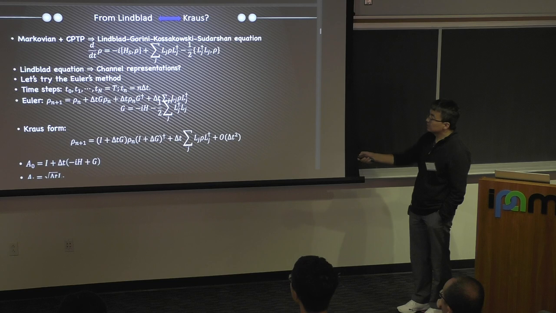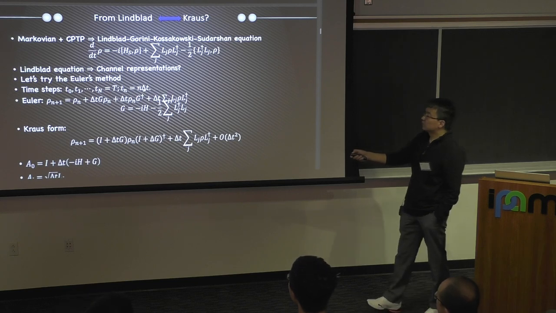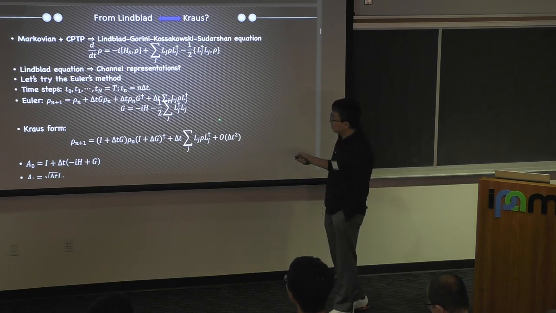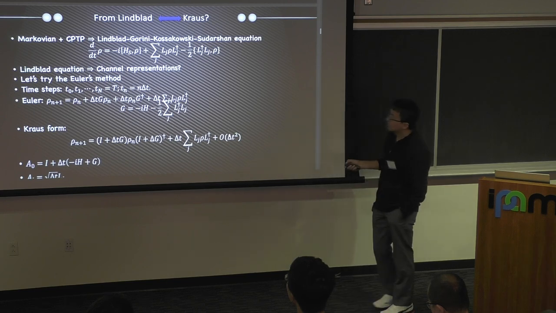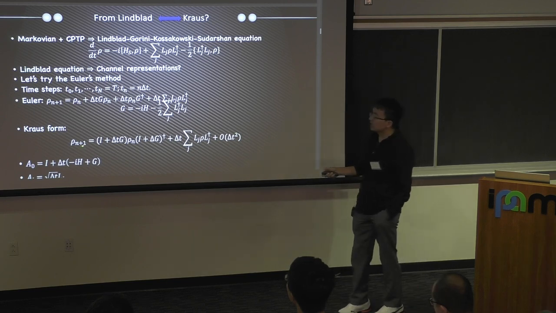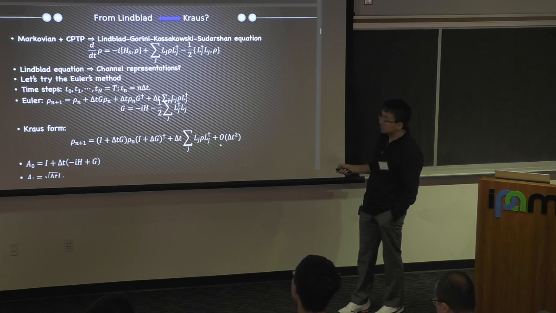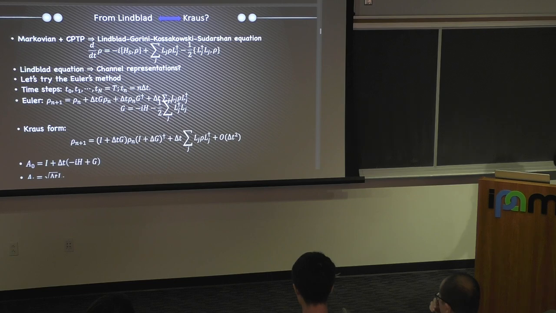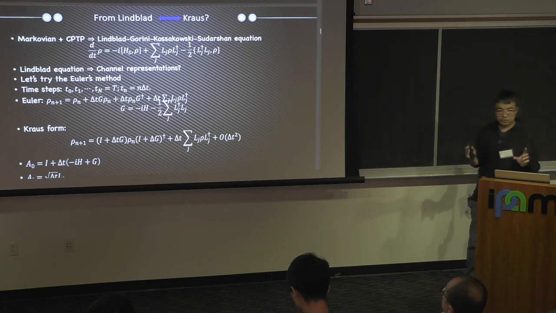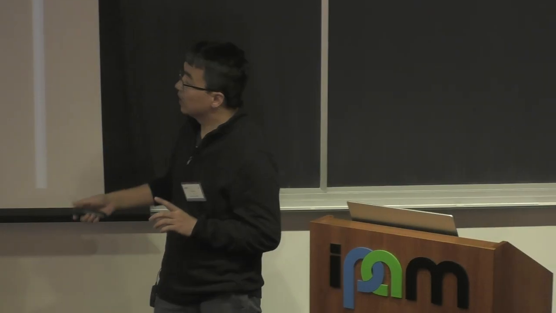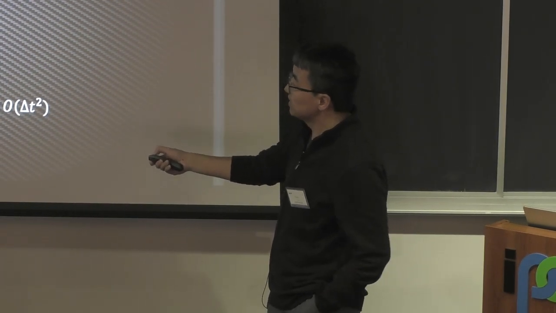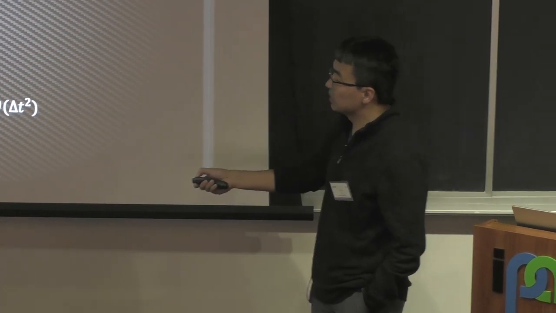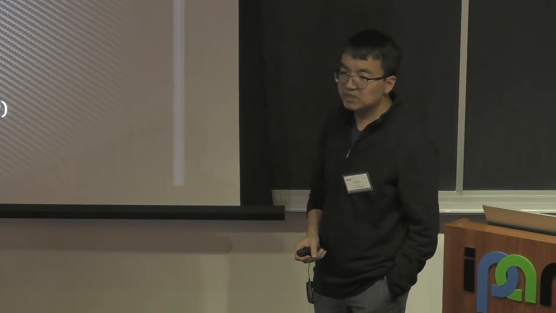But since Euler's method is a first order method to begin with, you are allowed to add and subtract an order delta t square term, and so you can make it a Kraus form like this. So that's one simple way to derive a crude approximation that's in a Kraus form. But of course, if you try high order ODE methods and try to rearrange these terms to a Kraus form, it's much harder. So you need some other route.